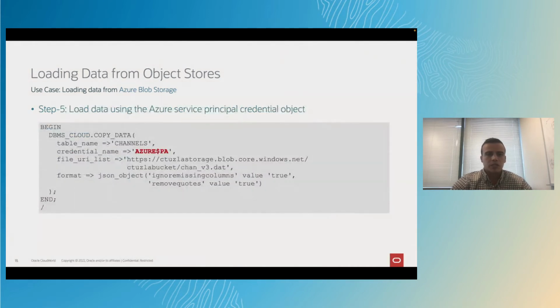After this, it's pretty much the same story as OCI. We're using the same API, DBMS Cloud Copy Data. The credential name, as we mentioned earlier, is different. In this case, instead of the OCI resource principal, we are using Azure SPA. And of course, our file URL is slightly different too, since we are using a Microsoft blob storage URL. And the rest is the same. Once we do this, our data is going to be coming through into our database. We'll be loading our table from the same file.